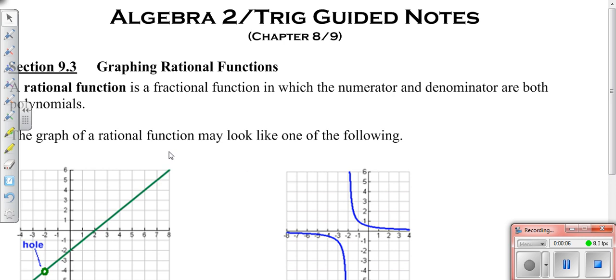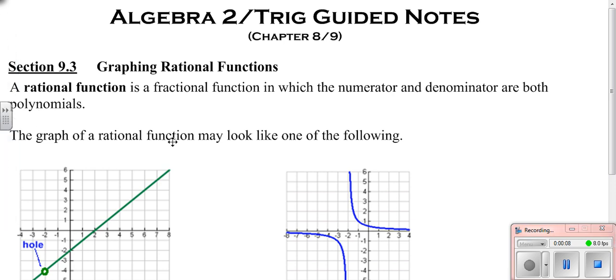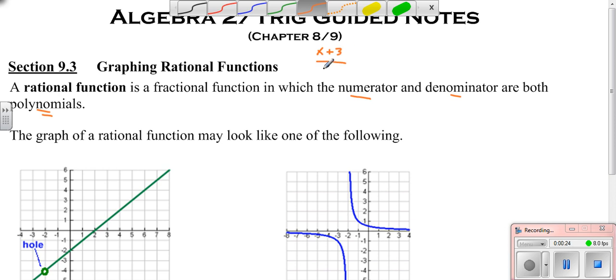So in 9.3, we're going to talk about graphing rational functions. Now, a rational function is an equation in which the numerator and denominator both are polynomials. So we're going to have things like x plus 3 over x squared minus 9. We have some sort of x and constant terms in the tops and the bottoms.